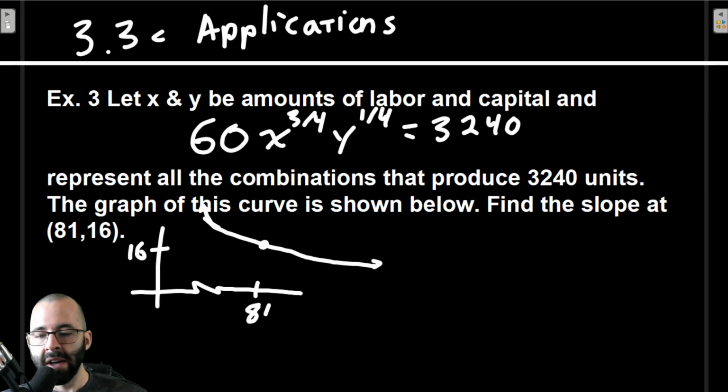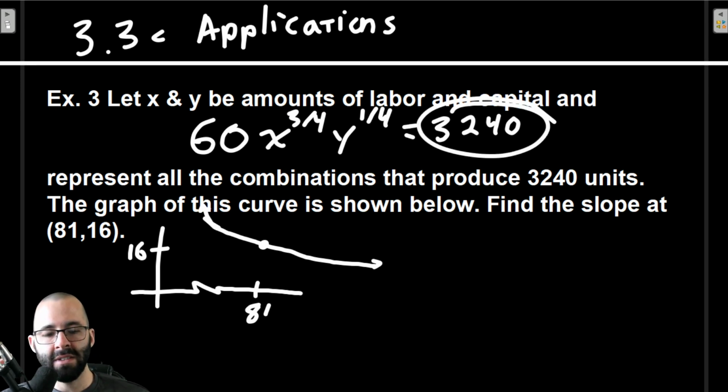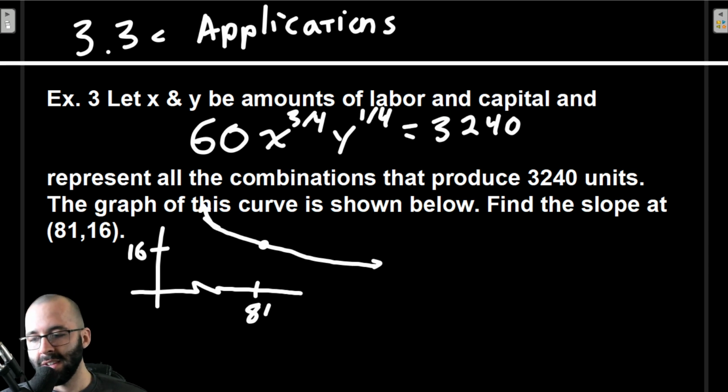That's the relationship here. Fun fact, this curve is called a production isoquant. Isoquant for iso, meaning same. Quant for quantity. So same quantity. These are all the pairs of labor and capital that give the same production. It's also called a constant product curve. Anyway, we're looking for the slope at this point. The slope at this point is going to be the slope of that line. We're going to find the slope with implicit differentiation.